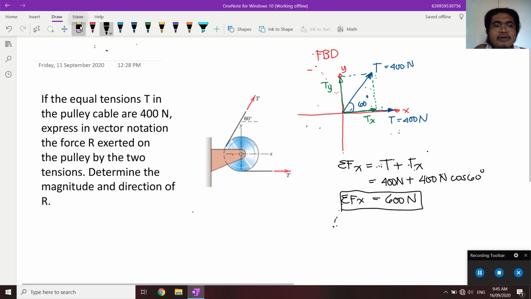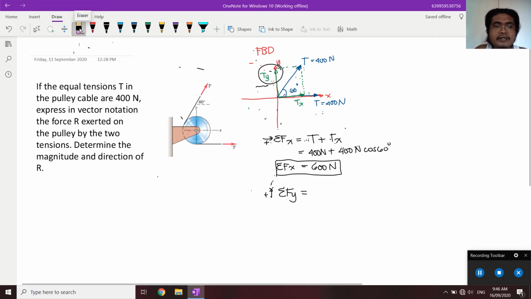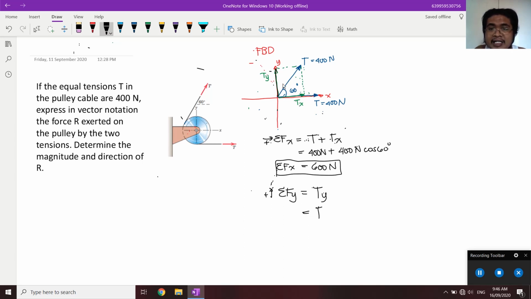How about our F of y? The summation of F of y is equal to, again, positive to the right for x, and upward is positive. There is only one force going upward, or acting along the y-axis, and that will be T sub y only. So positive T sub y, and that T sub y is T sine, right? It is opposite the 60. So we have T sine of 60, and we know T is 400 newtons, so 400 sine 60 gives you 346.4102 newtons. That will be the summation of F of y.